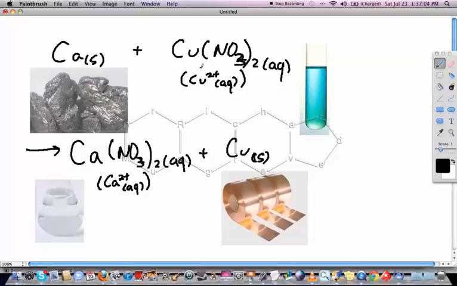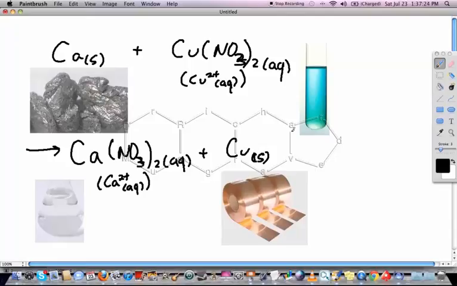Now the copper nitrate is like copper 2+, and that's the aqueous solution, that's going to copper. So you can see that the charge is going down, or is being reduced. So we've got an oxidation here and we've got a reduction going on here. That's why this is called an oxidation reduction process, or a redox process.